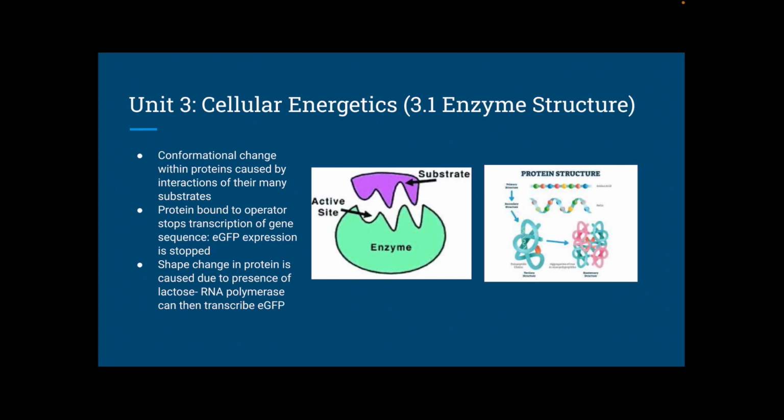Unit 3, Cellular Energetics, 3.1, Enzyme Structure. There is conformational change within the proteins that is due to the interactions of substrates. Therefore, within the lab, the EGFP expression is stopped because a protein bound to an operator will stop the transcription of the gene. The shape of the protein will also be altered because of the presence of lactose. And after this change, RNA polymerase can transcribe the EGFP gene.